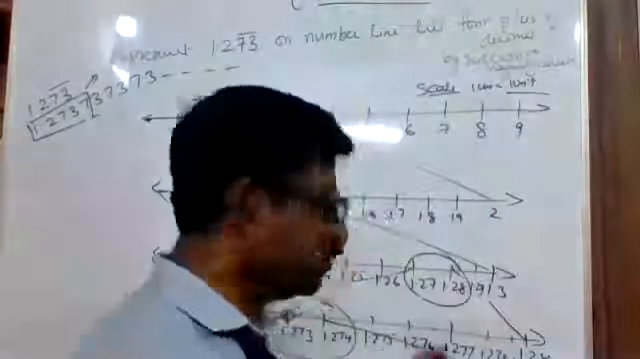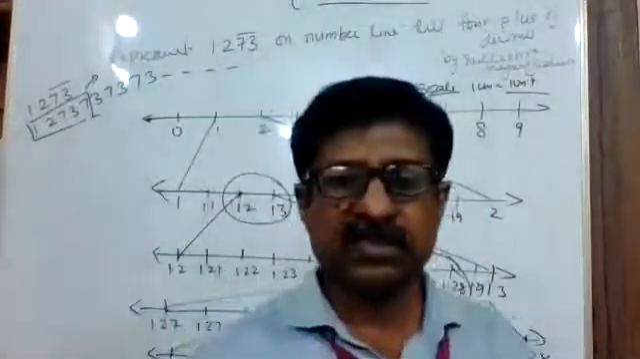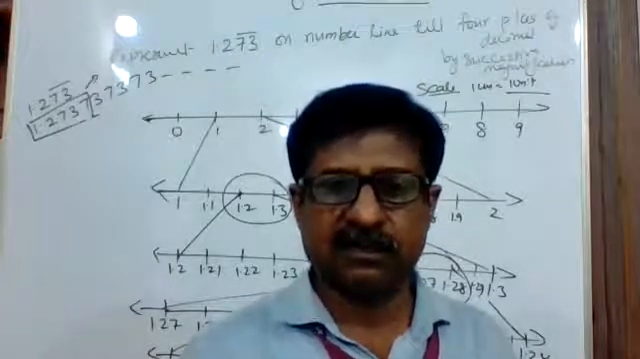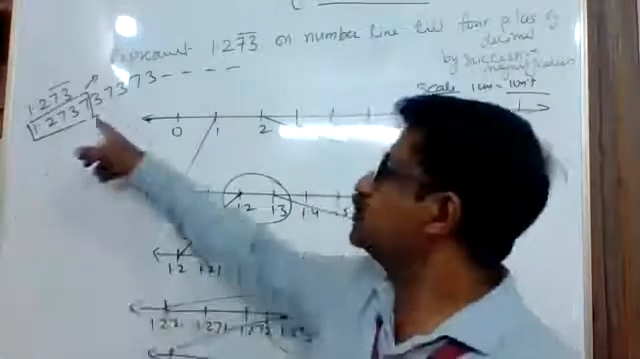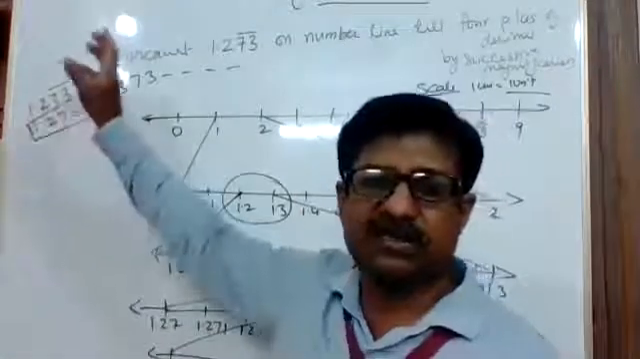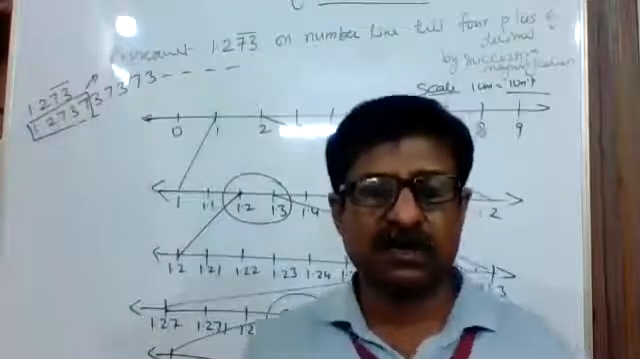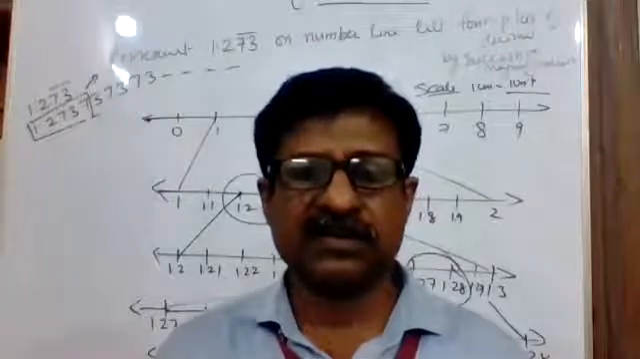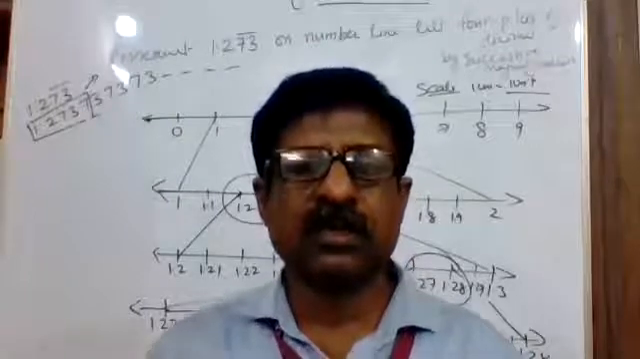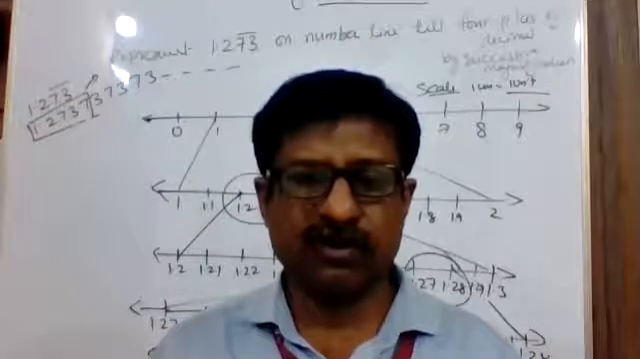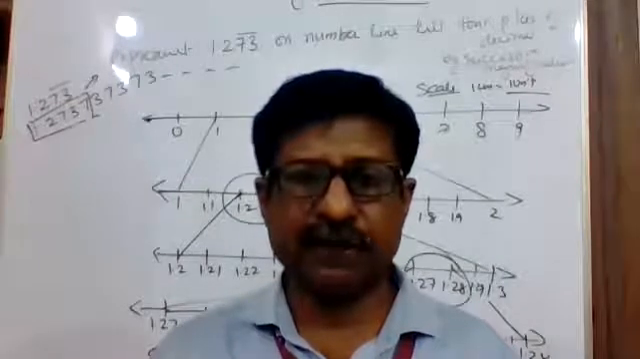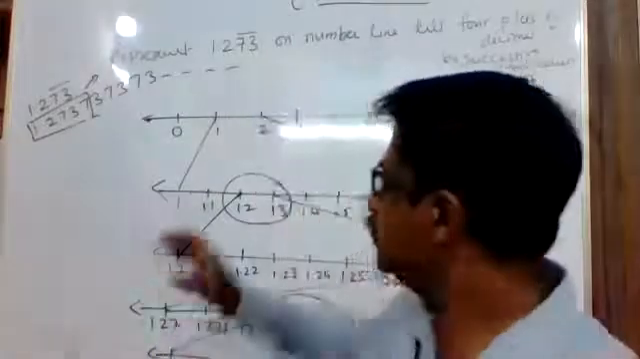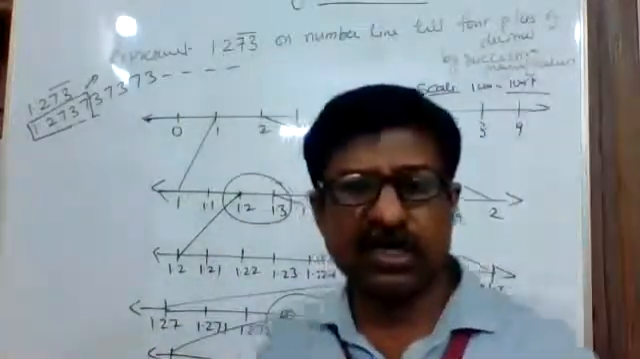At last, once again, you write it. This is a required point on the number line which represents 1.273. Bar is over 7 and 3 till 4 places of decimal on the number line. Clear? I think it's clear to you. We will discuss tomorrow the new topic, because the same topic, if I'm repeating, you will not have that much strength to do all that questions.